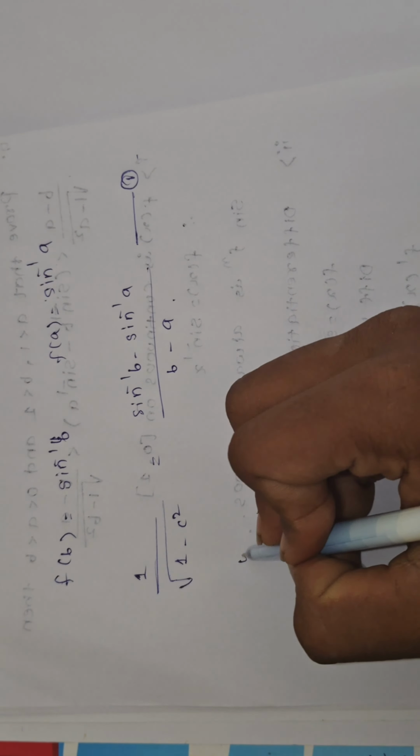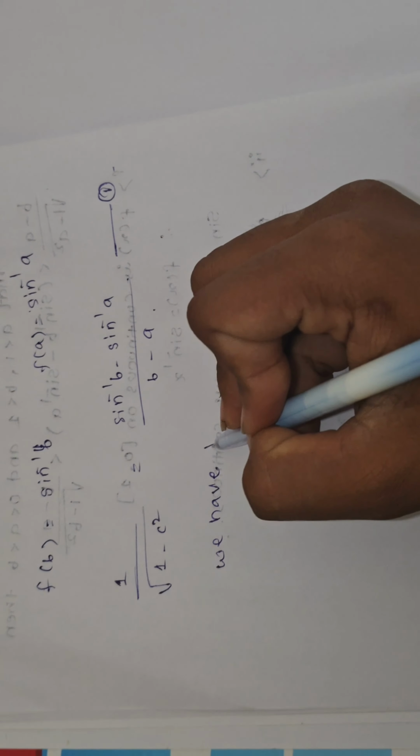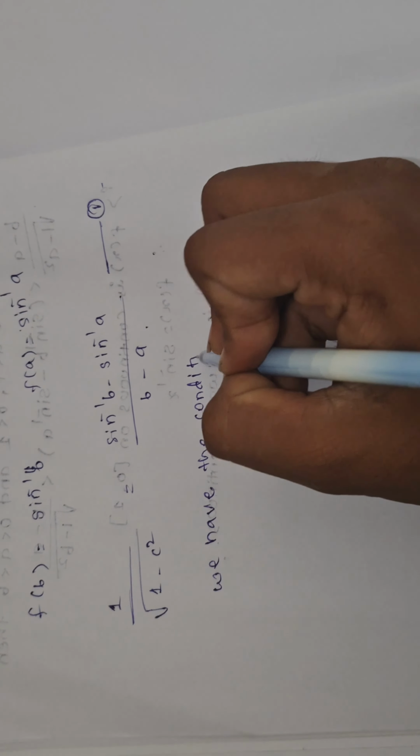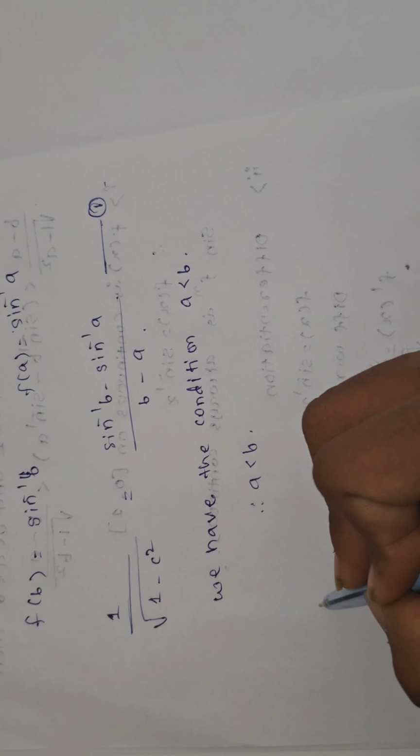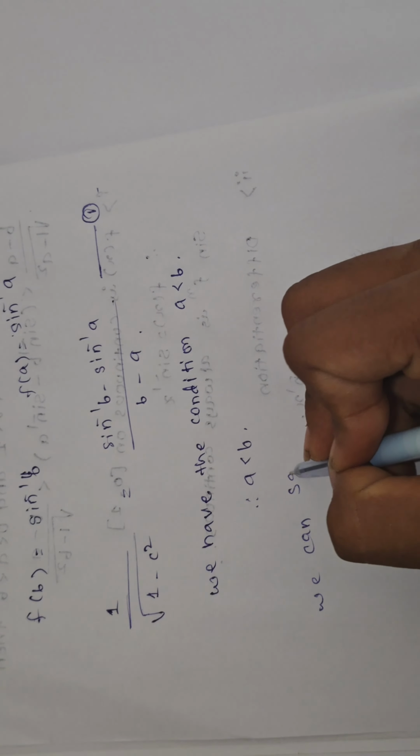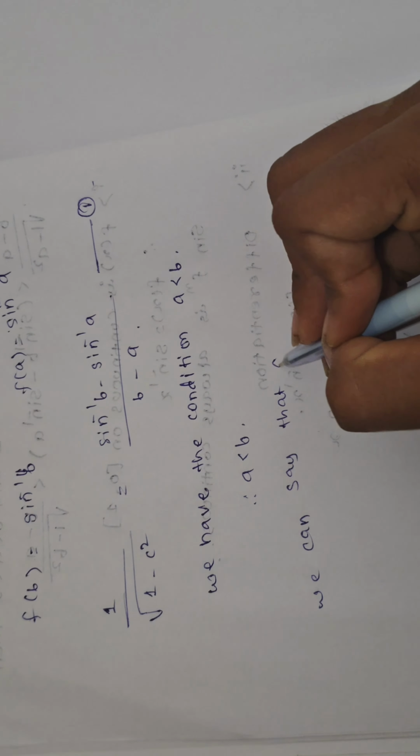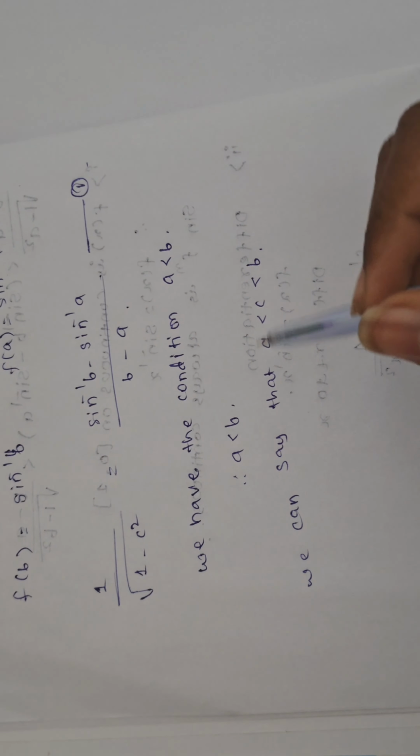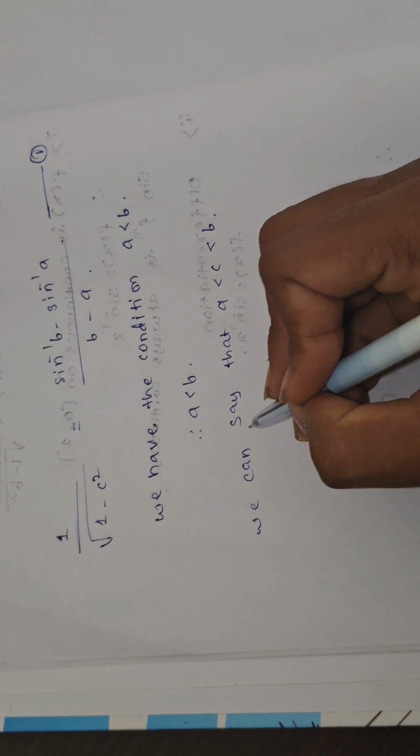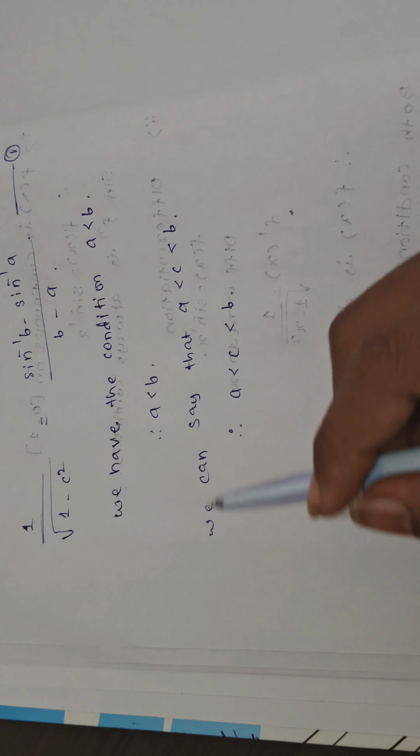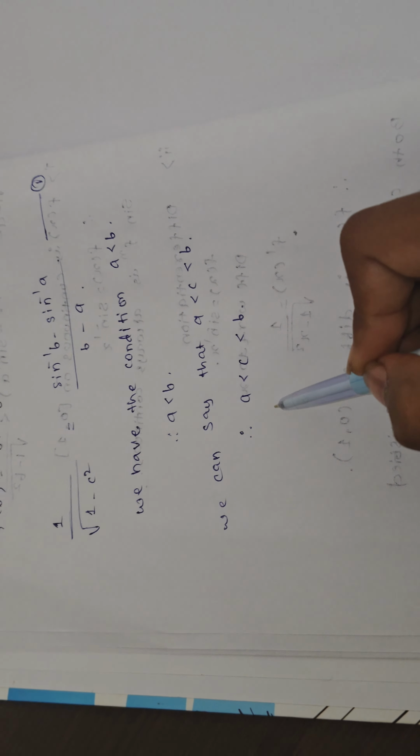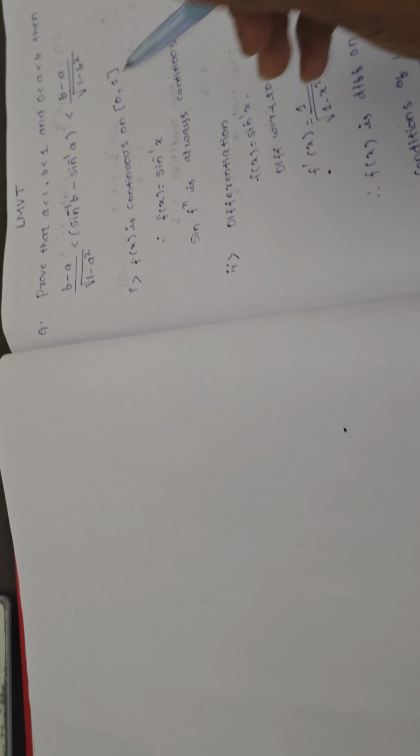This is our basic equation we got from our formula. Now we have the condition of inequality: a is less than b. As a is less than b, we can say that a is less than c and c is less than b, right? This will be the condition. Now we have to solve this inequality. We are solving this equation, so let's see how we can solve the inequalities.